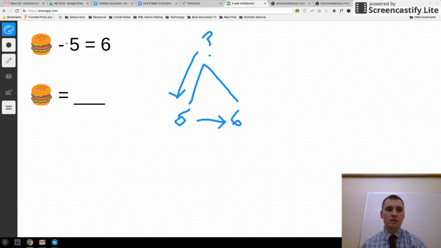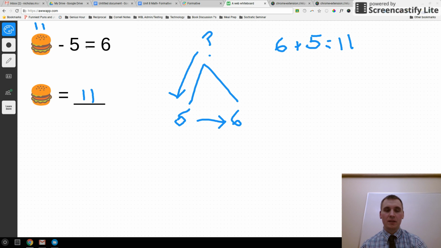So I can use the inverse operation here, right? If we're subtracting here, I just work backwards. And the inverse operation of subtraction is addition. So I could take 6 plus 5, which gets me 11. So my answer is 11.